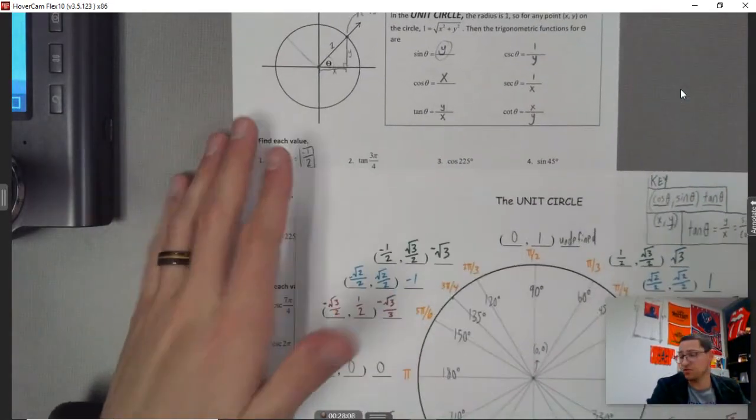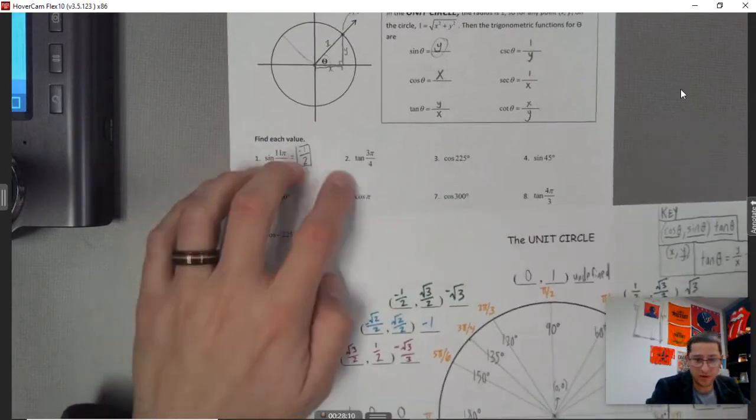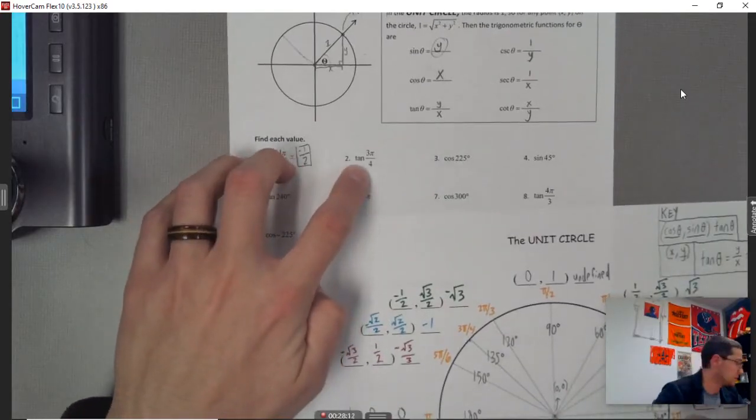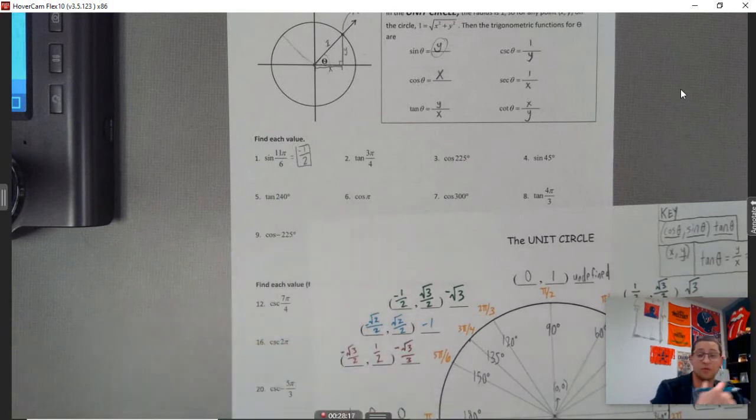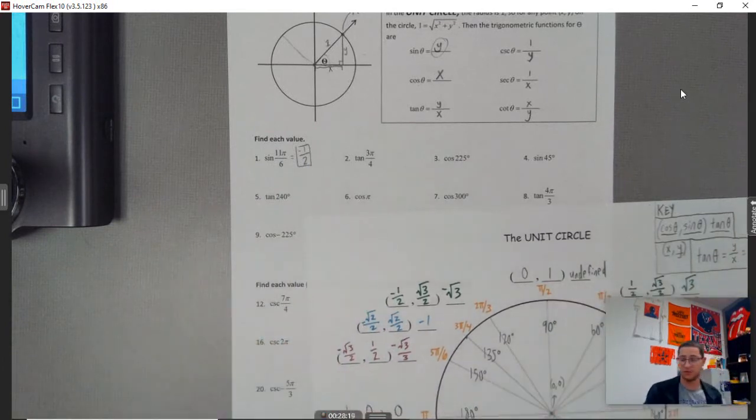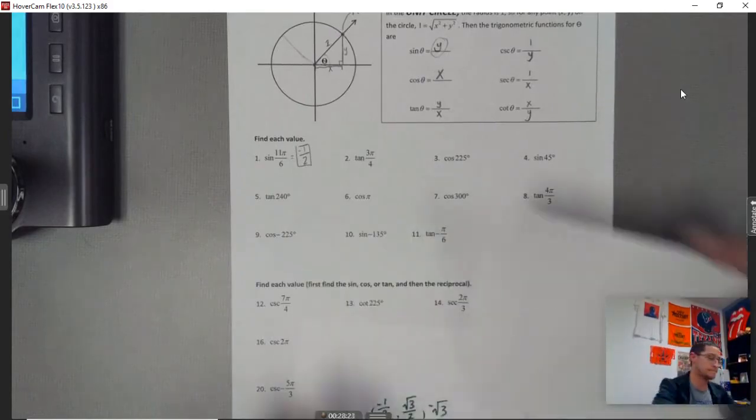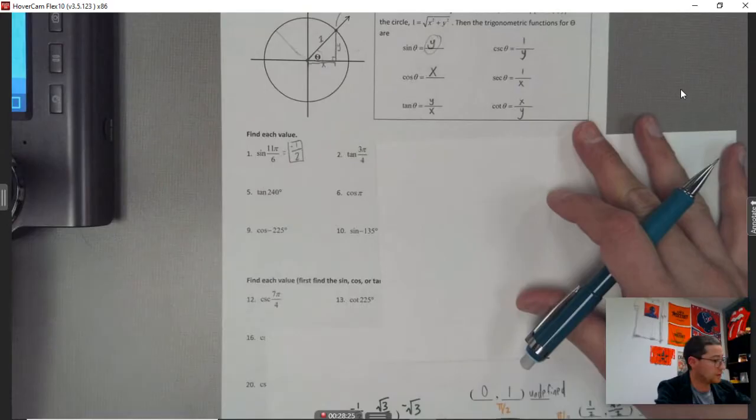Now, let me say this too. It may help to draw a picture. So I'm going to take you through my process of a few of these and show you how I would personally do it in my head. And then afterwards, I'll just confirm that with the unit circle. So let's get some paper, though. All right, tangent of 3 pi over 4.